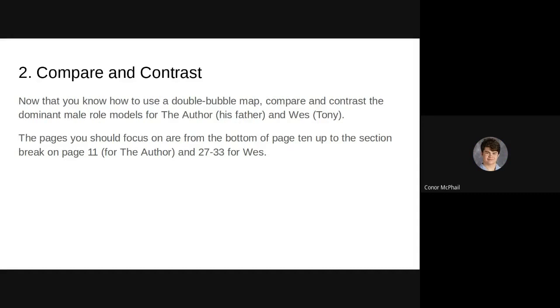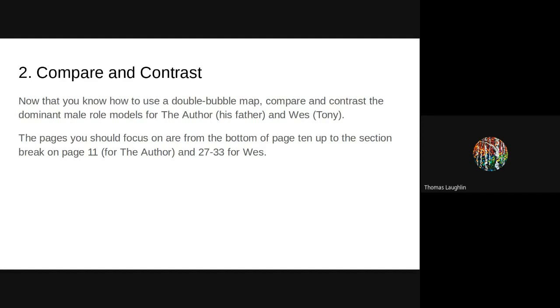Both male figures wanted the person that they influenced to succeed in life. Okay, good. So that's absolutely true. Tony's got issues, but I think you nailed it right there. Tony does want Wes to succeed. We have to make that clear because we have to understand that to see how it goes wrong too. So that's a good point.